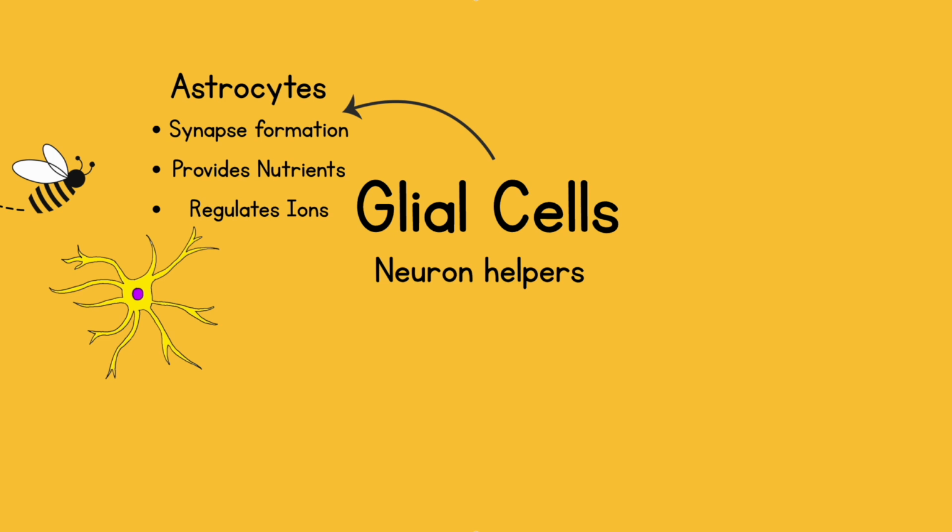One type is called an astrocyte. It looks like a star, hence the name astrocyte. It deals with synapse formation. A synapse is the process of a neuron sending its signal to another neuron. It provides the neuron with nutrients, and it regulates ion concentrations around the neuron to make sure that it's not too positive or too negative.